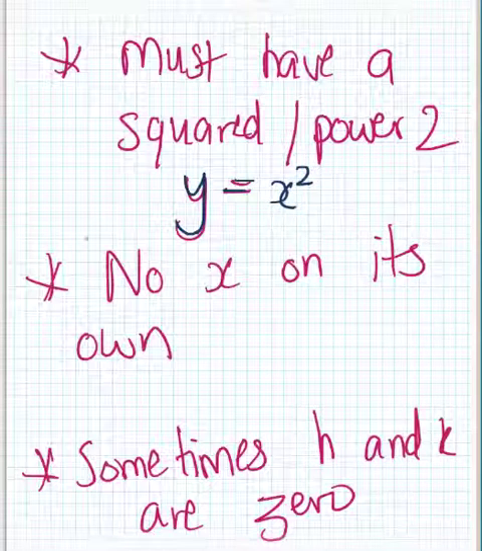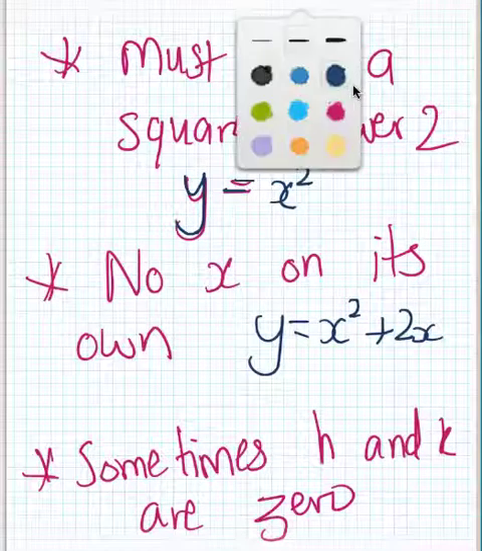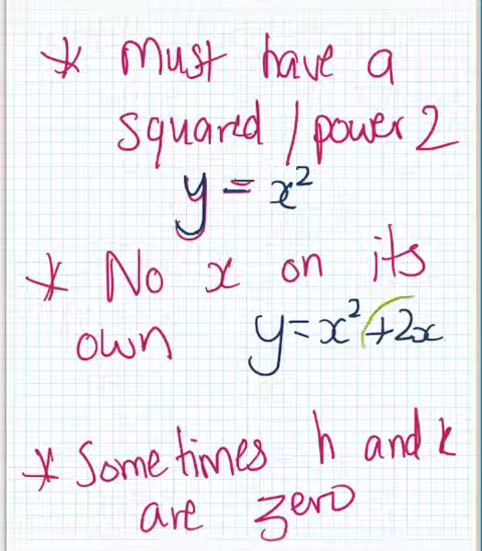The next thing we have to check is no x on its own. And what this means is, if I had, for example, y equals x squared plus, just say, 2x. See how there's an x on its own, just sitting here? If there is that, then it is not in turning point form. So this equation here, even though we've got a squared, a power, unfortunately, it is not in turning point form. So to find a turning point for this one, we would have to do something like complete the square. So that is not in turning point form.